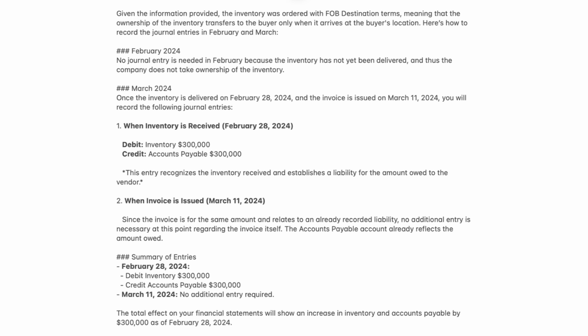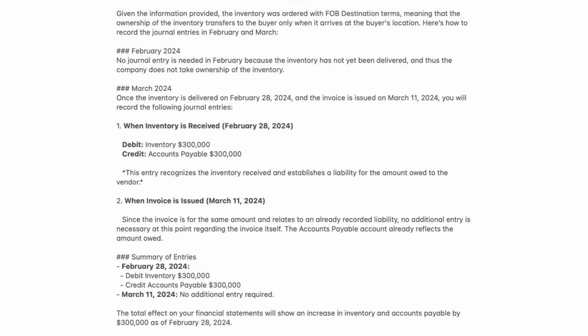2. When invoice is issued, March 11, 2024. Since the invoice is for the same amount and relates to an already recorded liability, no additional entry is necessary at this point regarding the invoice itself. The accounts payable account already reflects the amount owed. Summary of entries. February 28, 2024. Debit inventory, $300,000. Credit accounts payable, $300,000. March 11, 2024. No additional entry required.